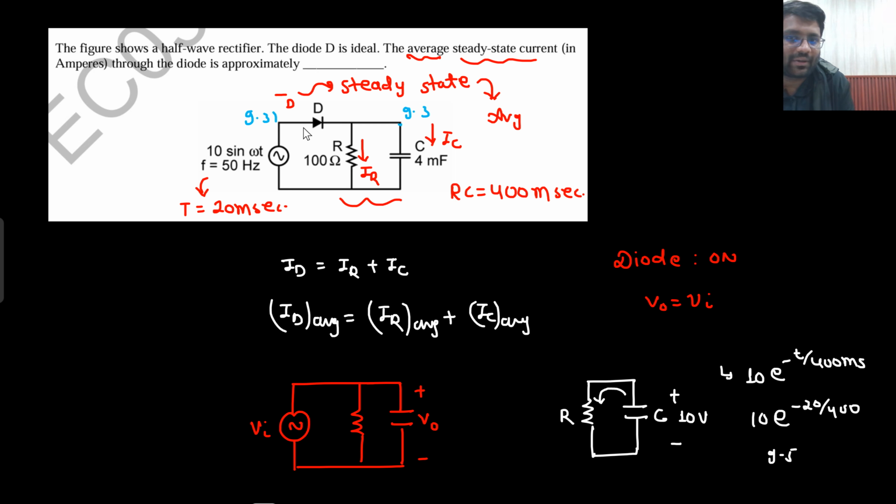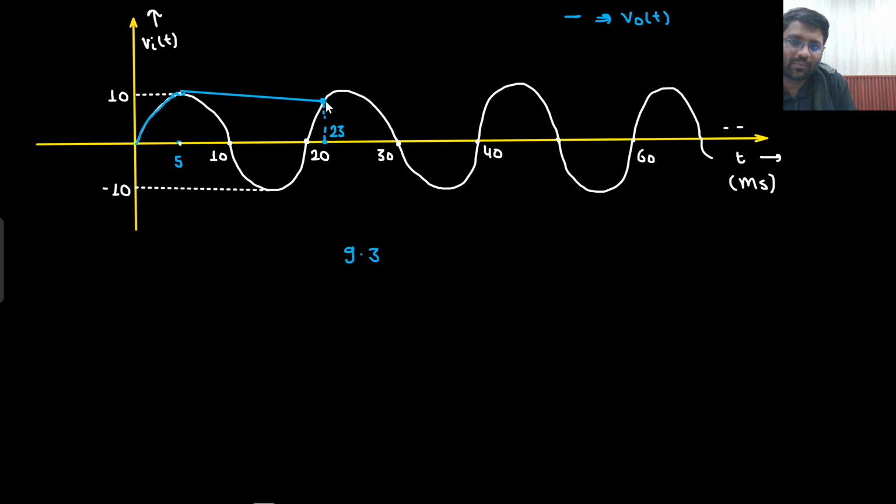Then what will happen? Diode will again turn on. If diode is again turning on, then what will happen? Again it will charge. So again it will follow the input. Then again capacitor will reach 10 volt. At the input 9.99 volt would be there. Again diode would turn off.